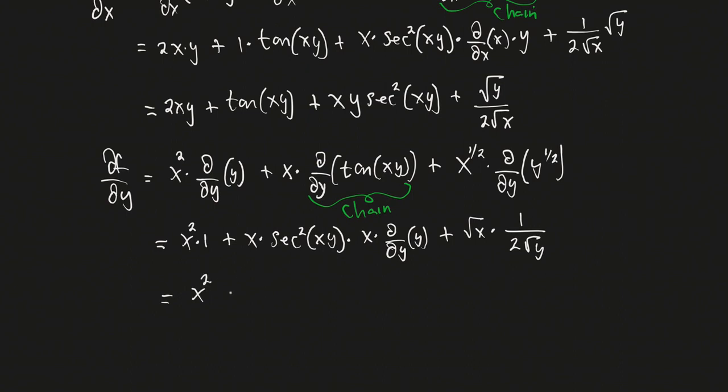So we got x squared and then plus x secant, actually, as I see it, since everything here is being multiplied, we have an x and another x, so I can just write that as x squared. The y, this goes away, that becomes a 1, so I'm left with x squared times secant squared of xy, and then plus, and then over here I can write this as a single fraction, root x over 2 root y, right?